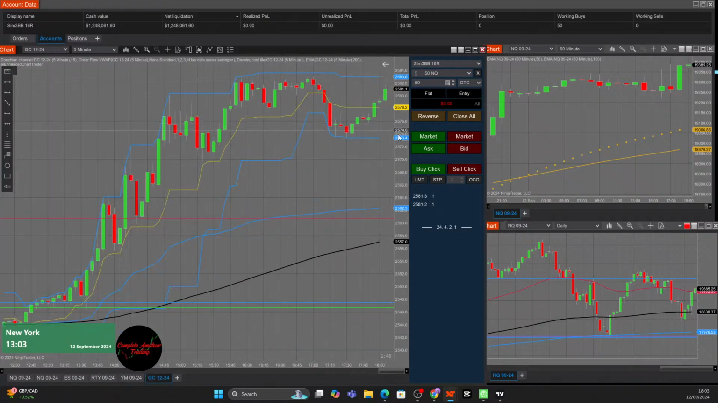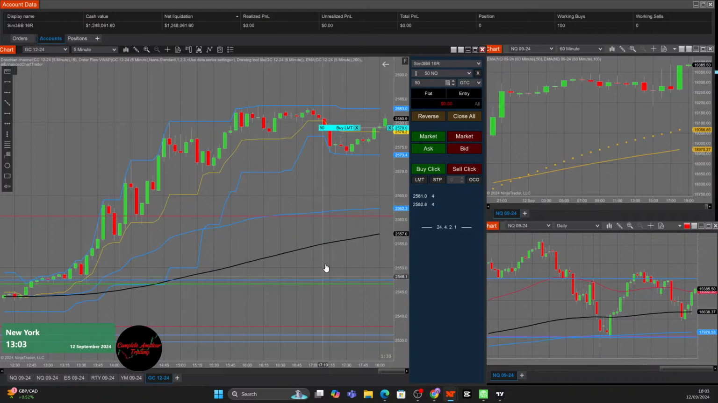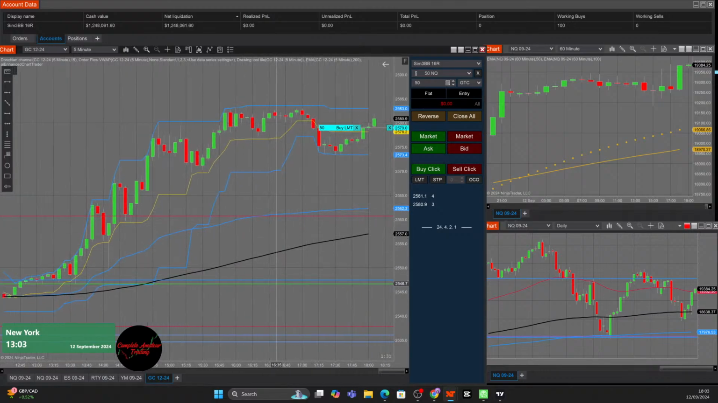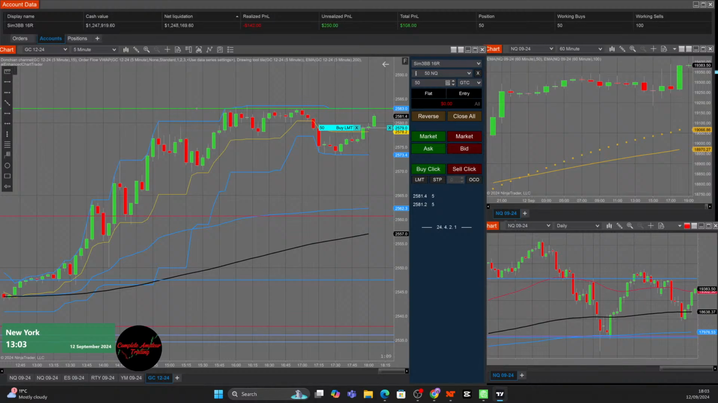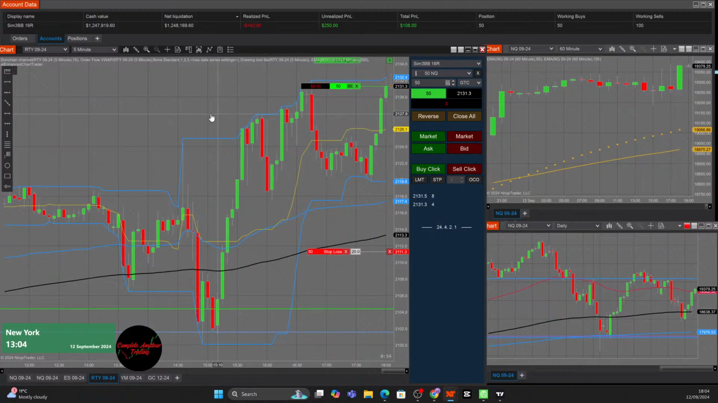I suppose we could try take a re-entry. Move up to 83. The re-entry would have hit target. Goodness me. So I guess I'm long RTY.